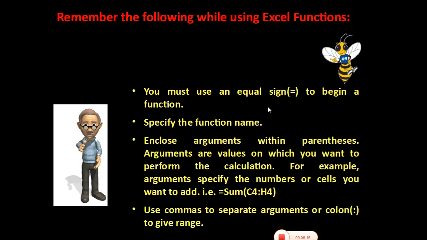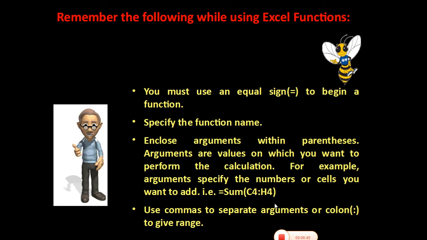Means we use an equal sign to start a function like this. It's an equal sign. Second is to specify the function name. Here the function name is sum. Third is to enclose arguments within parentheses. Parentheses means brackets. These are arguments, and arguments are values on which you want to perform the calculation. This one is the range C4 colon H4.